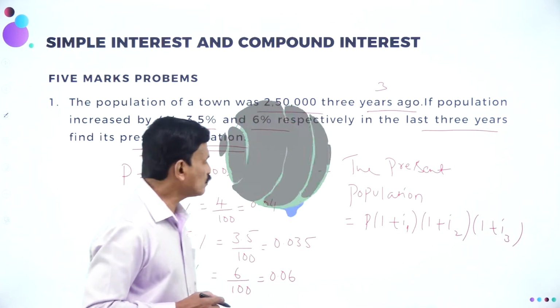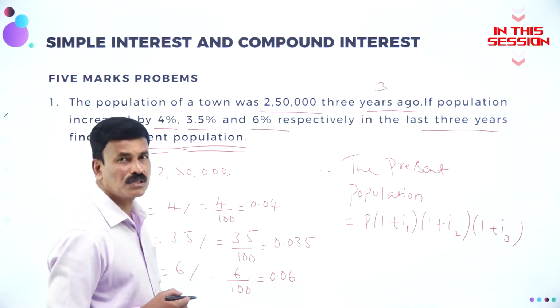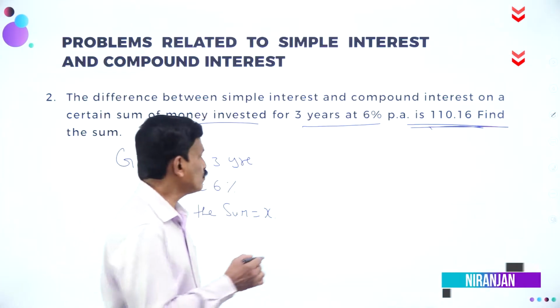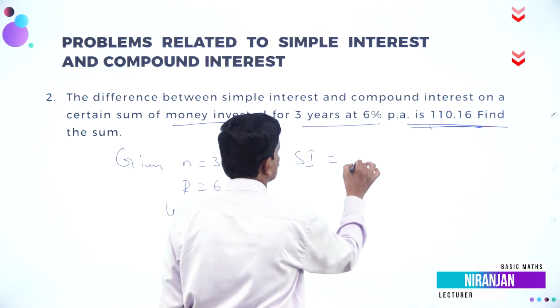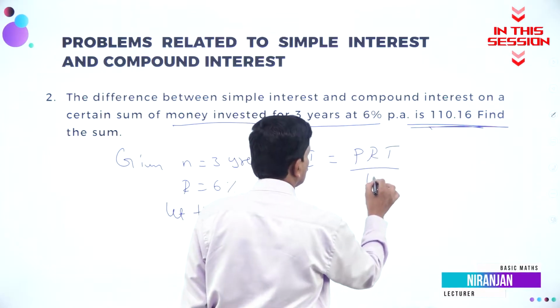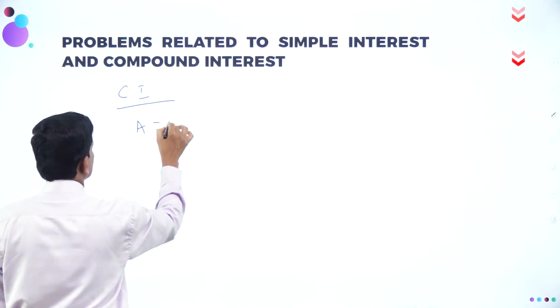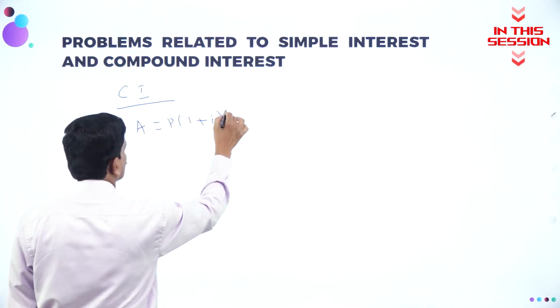P into 1 plus I1 into 1 plus I2 into 1 plus I3. If you multiply, you will get the present population. What is the formula for simple interest? Simple interest is equal to PRT over 100. For compound interest, what is the formula? A is equal to P into 1 plus I to the power of n.